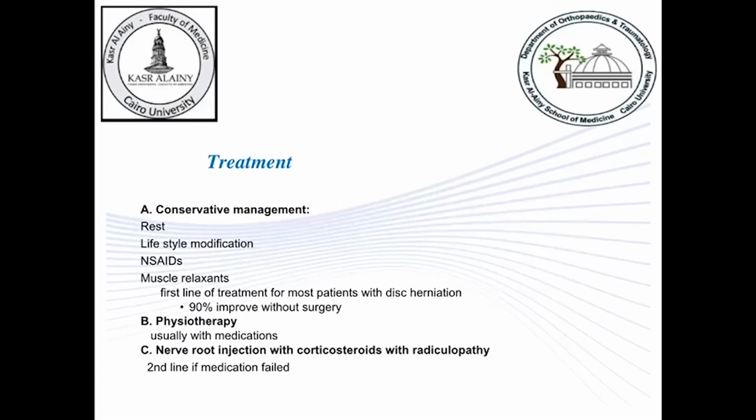Now we move to the treatment of the lumbar disc prolapse. 90% or even 95% of the patients improve with conservative management. Rest, lifestyle modification, non-steroidals, muscle relaxants are the first and the most important line of treatment for most of the patients. Physical therapy can usually be combined with medications. In case of failure of conservative management and physical therapy, we can move to the second line of management, which is the selective nerve root injection with steroids for radiculopathy.